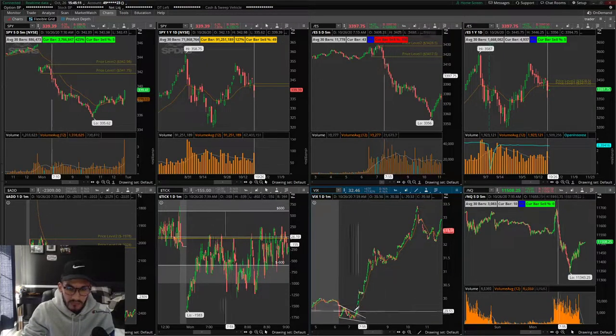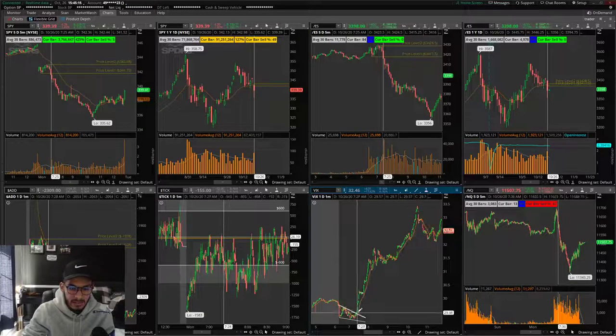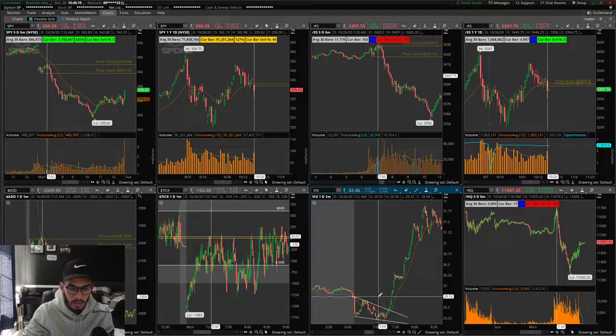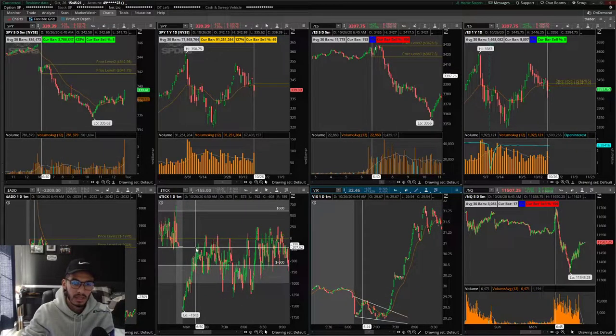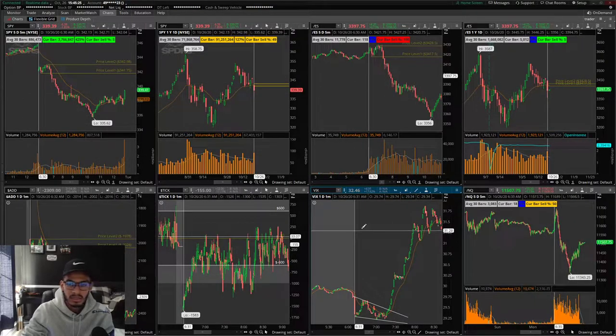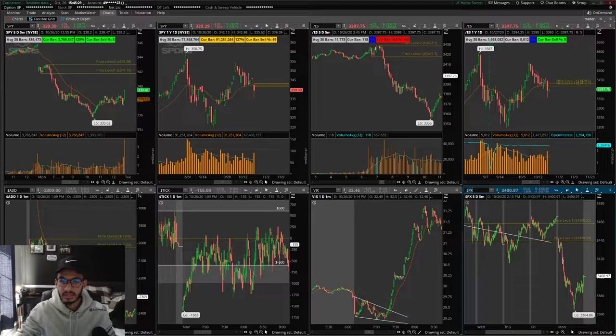Plus, we had VIX here make a little flag pattern, and at the same time, VIX was starting to break above this level. So this is what I mean by the stars aligning. You want to see everything in confluence, and this is when you have to execute.